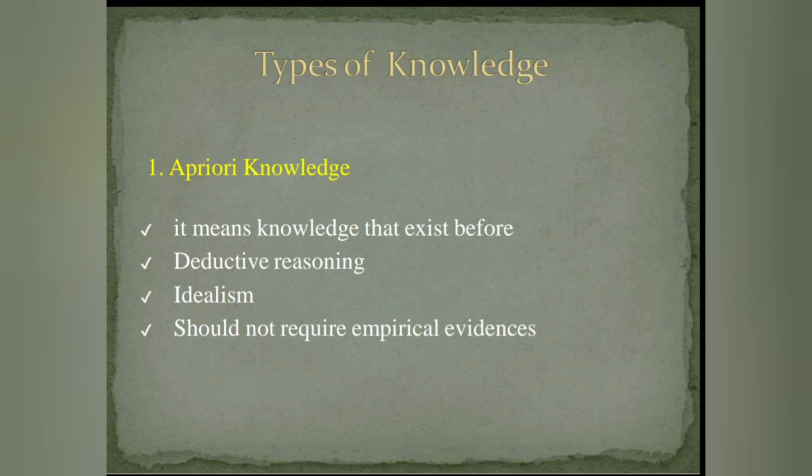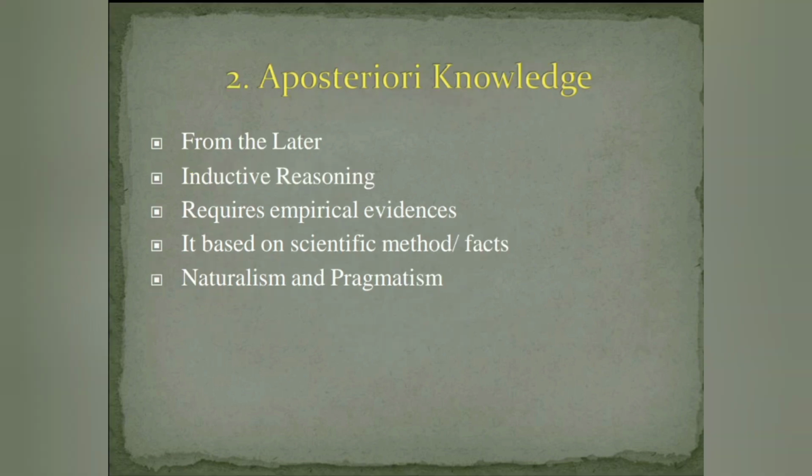And there are several types of knowledge. The first type of knowledge is a priori knowledge. It means knowledge which exists before, and it needs deductive reasoning to explain itself, and it is idealism, and it does not require any empirical evidence to prove. The second type of knowledge is a posteriori knowledge. So it is from the later, and it needs some inductive reasoning to prove itself, and it requires empirical evidence, and it is based on scientific methods and facts only, and it is naturalism and pragmatism.